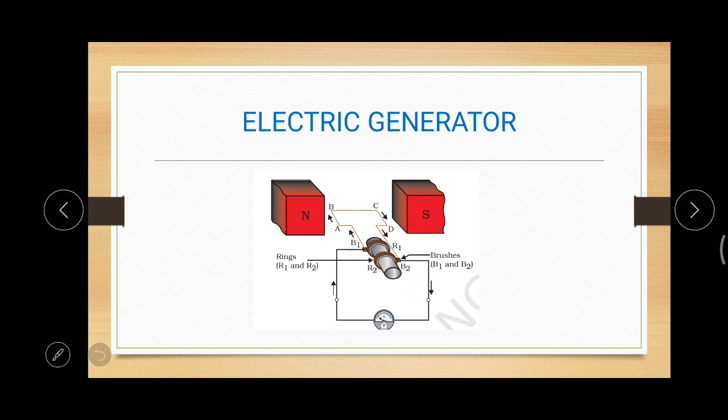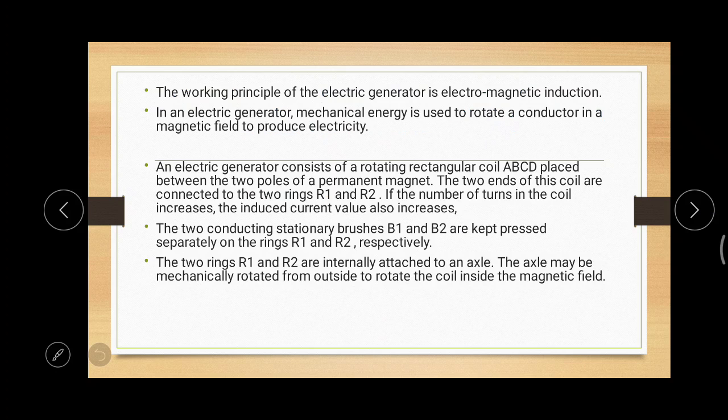Here you can see the connection is towards a galvanometer. As the current is generated, the galvanometer needle will deflect. We can observe the deflection in the galvanometer needle.